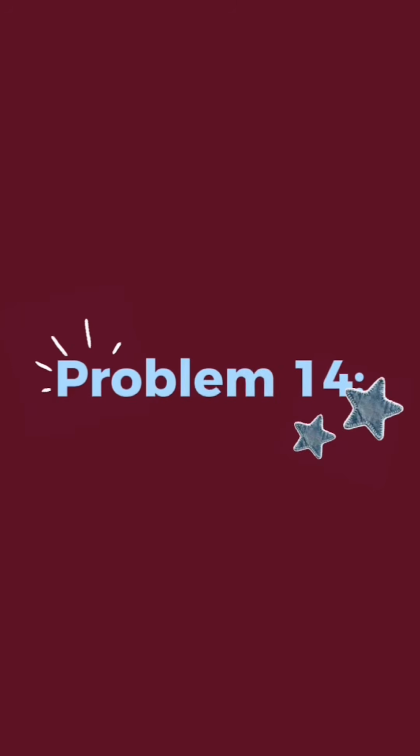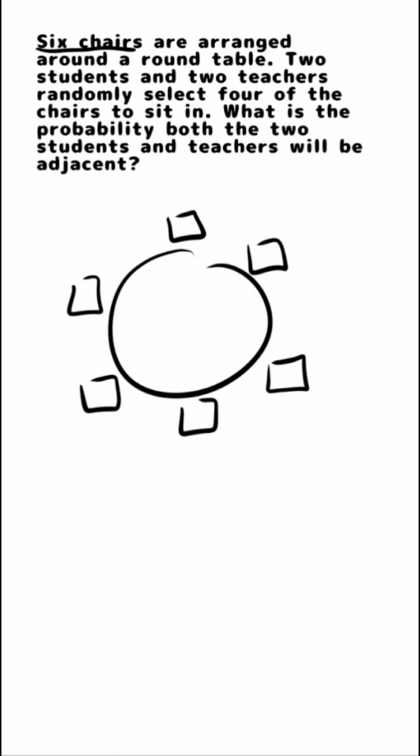Problem 14. 6 chairs are arranged around a round table. 2 students and 2 teachers randomly select 4 of the chairs to sit in. What is the probability that both the 2 students and the 2 teachers will be adjacent?